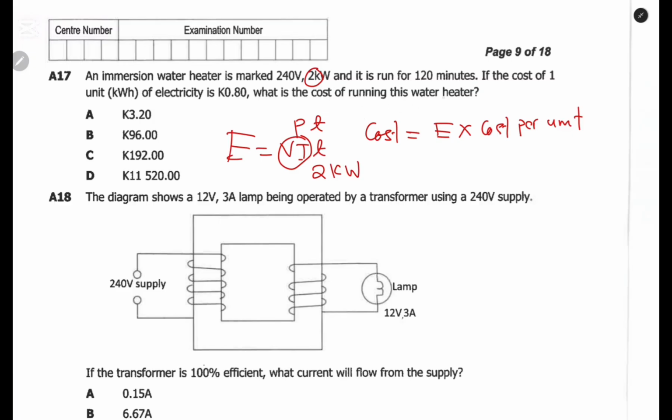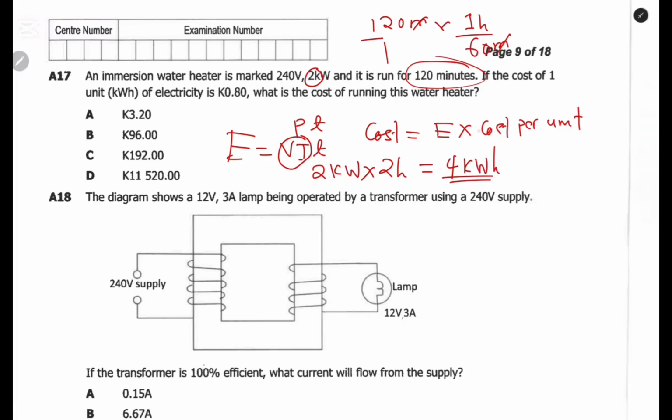Okay, but the time we have it in minutes, so we convert it into what? Into hours. And we know that we have 120 minutes. You know that 1 hour is equal to what? 60 minutes. So minutes and minutes will cancel. Then it's just the same as 120 divided by 60, which is 2. So multiply by 2 hours. And this is going to give us 4 kilowatt hour.